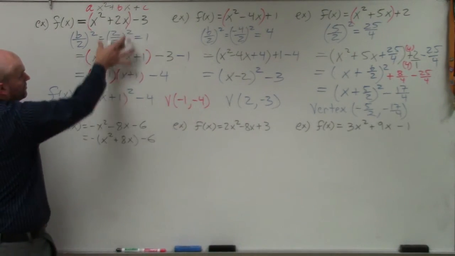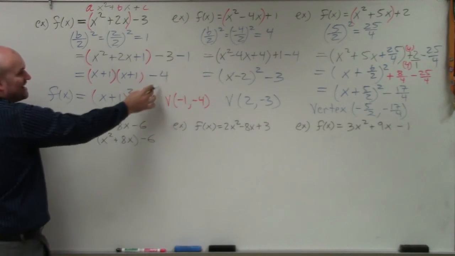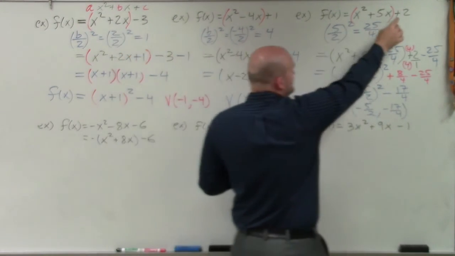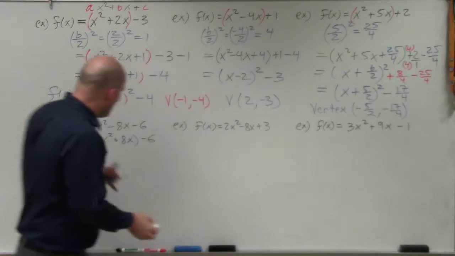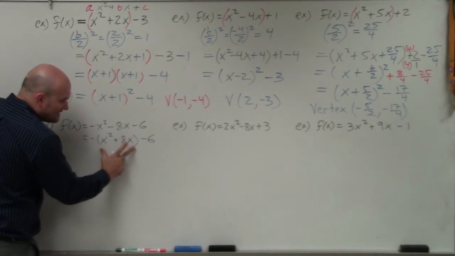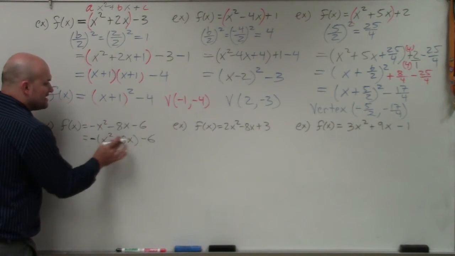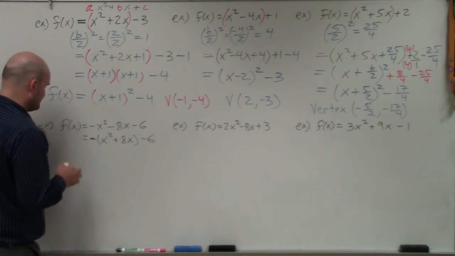Because remember, that's all we really do. This negative 3 just kind of stays there until we combine it. The 1 stayed there until we combined it. The 2 stayed there until we combined it. So we're only really concerned about completing the square inside those parentheses, right? So I'm only going to factor out the negative inside my quadratic and my linear term.